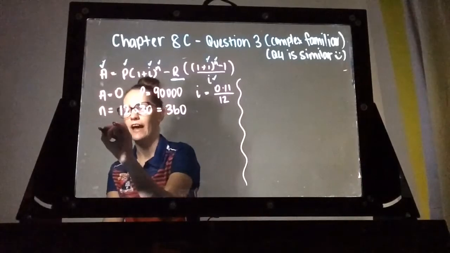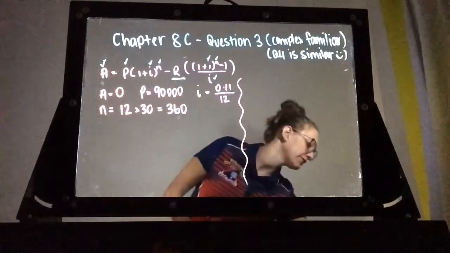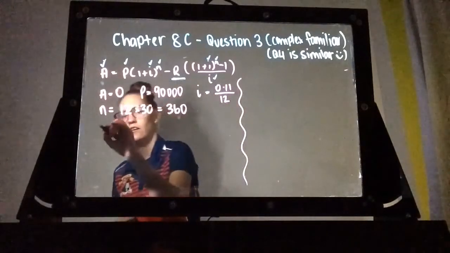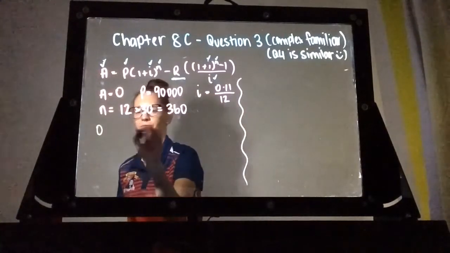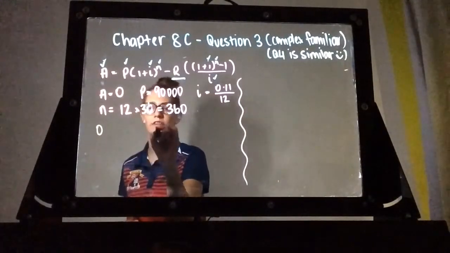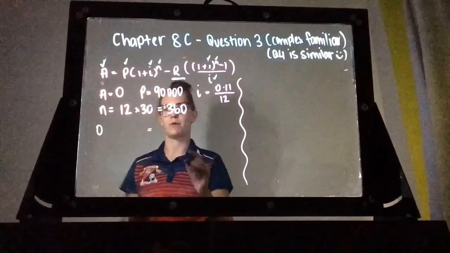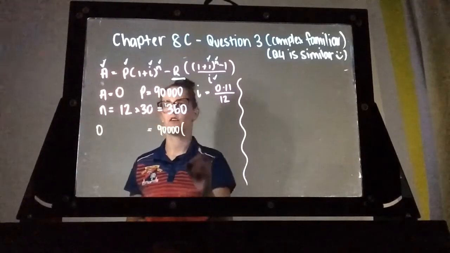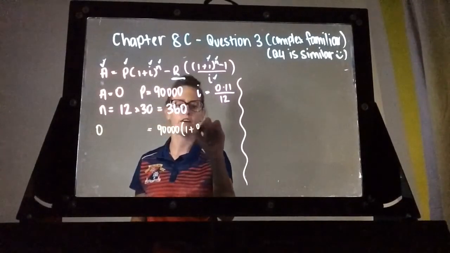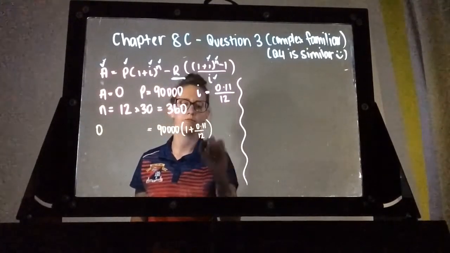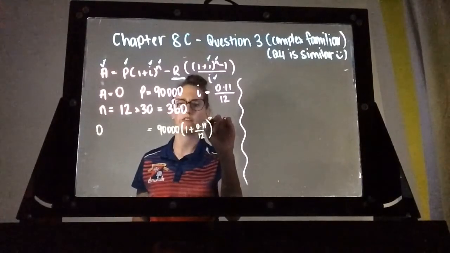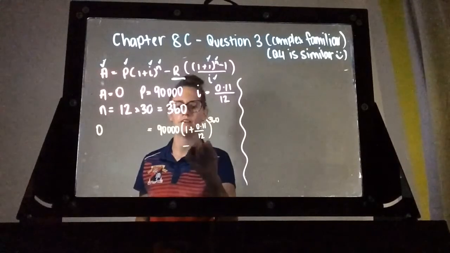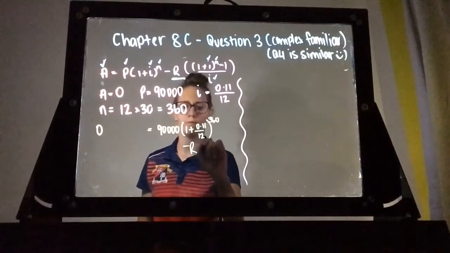So A is equal to 0. I might do it in a slightly different colour, just so it stands out. I'm just going to put this right in the middle because there's going to be a fair bit of swapping and changing. P value is 90,000. My I value is 0.11 over 12. My N value is 360. Minus R, which I don't know.